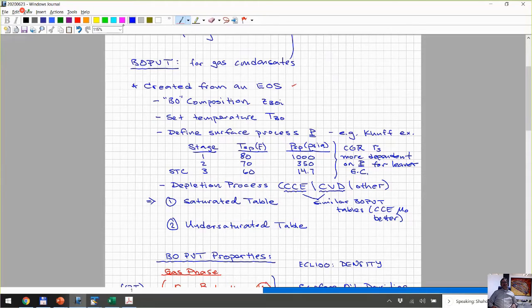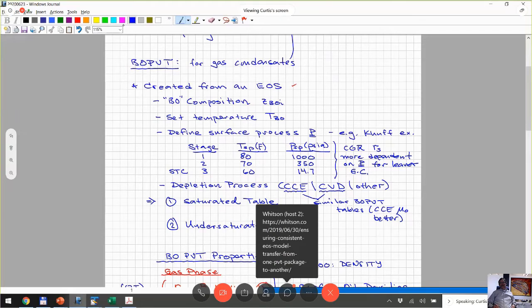Yeah. And so basically, what I'm saying is that you should get exactly the same set of properties: RS, BO, MUO, little RS, BGD, MUG, exactly the same 6 properties at the initial saturation pressure for the 2 PVT programs. If you can get that, then I don't think when you do CCE versus CVD, you'll see much difference in anything but the oil viscosity.